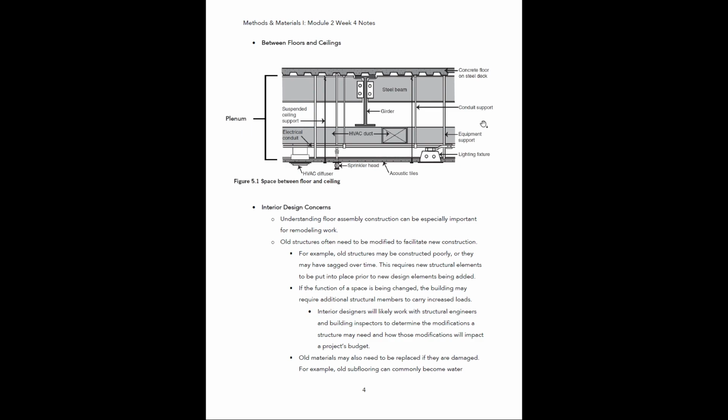And this is where all of your electrical and your HVAC ducts are running. So you can see here we have an HVAC duct running through, and then we have some electrical conduits, all that. But when you hear the term plenum, again, that's just talking about all the space between the bottom of the floor assembly and the top of the ceiling assembly that is below it. All right.